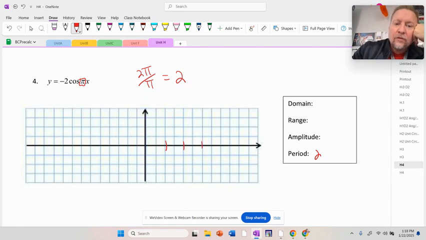1, 2, 3, 4. What's half of 2? 1. What's half of 1? 1 half. 1 half, 2 halves. Say it. 3 halves. That's the one I'm going to check.